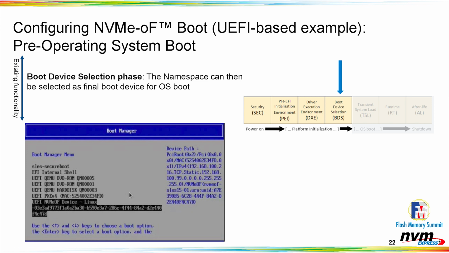In this example here, UEFI has found an NVMe-Fabric boot device with a Linux operating system on it, and if you look at the device path section there, you can see that your nice, succinct, pretty NVMe-Fabric device path is listed there.